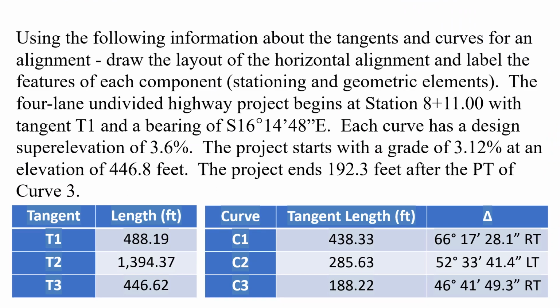So we're given some information about a horizontal alignment, and we're asked to draw it, label the features, and to do that, we're going to need to be able to do the calculations for it. We're also given some extra information in this problem statement, but we'll work through this and talk through the components that we actually need to use and how to arrive at the values we need to complete this process. And essentially, we're basically given the minimum amount of information we need in order to develop this alignment.